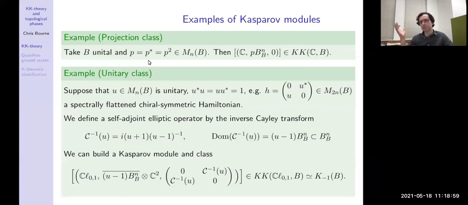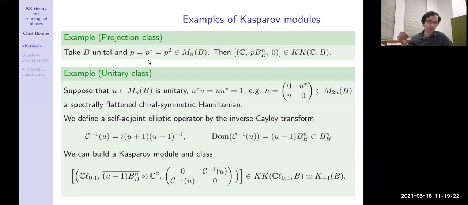So to define these KK or these Kasparov modules, we need this self-adjoint elliptic operator. And so we need to build a self-adjoint operator from a unitary, but we kind of know how to do that, at least in the Hilbert space case, which is if you have a unitary operator, you can take its inverse Cayley transform and you get a self-adjoint operator.